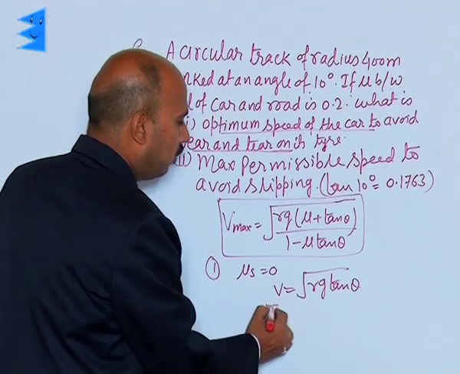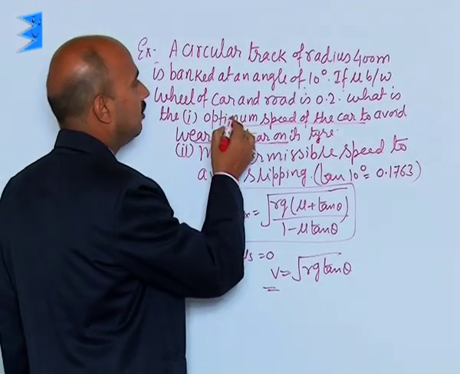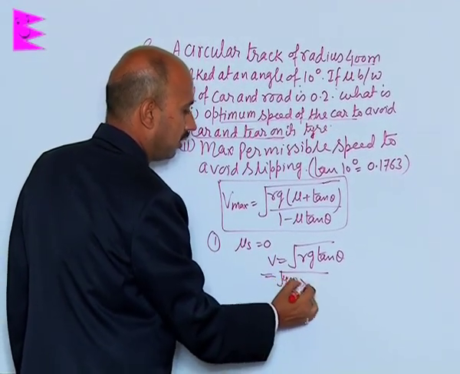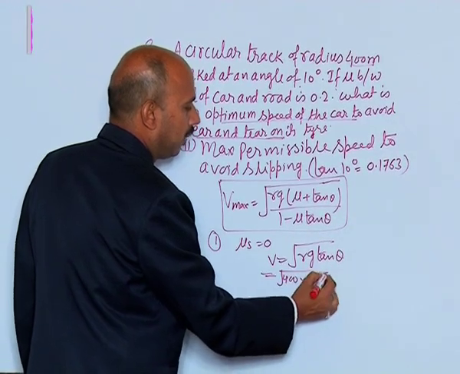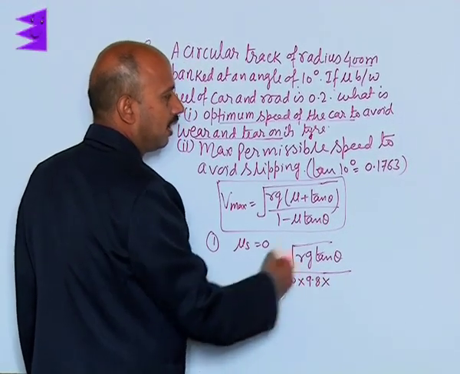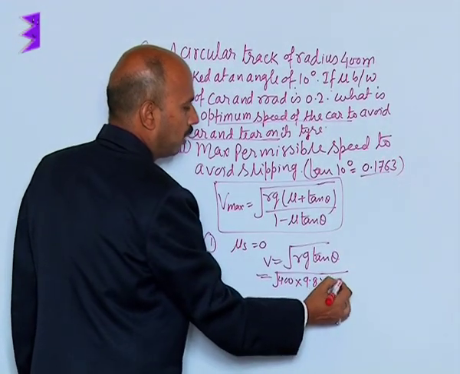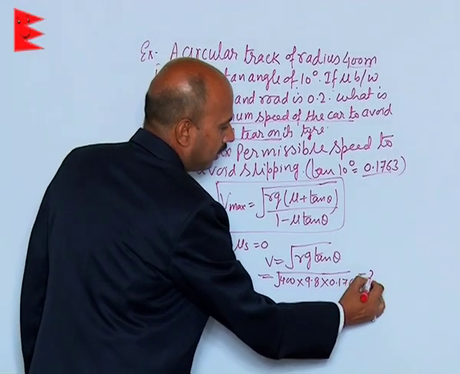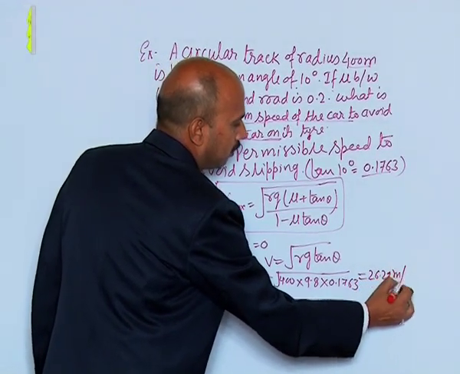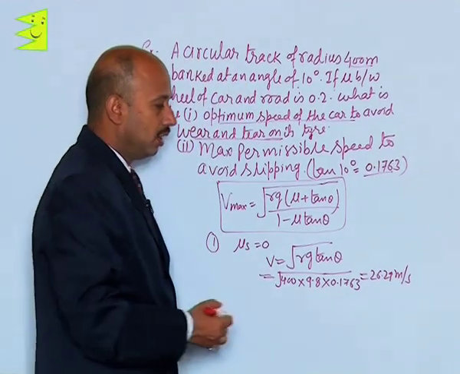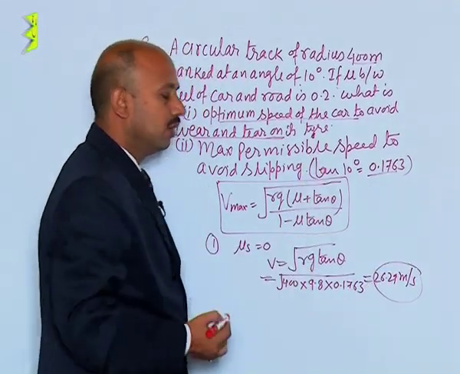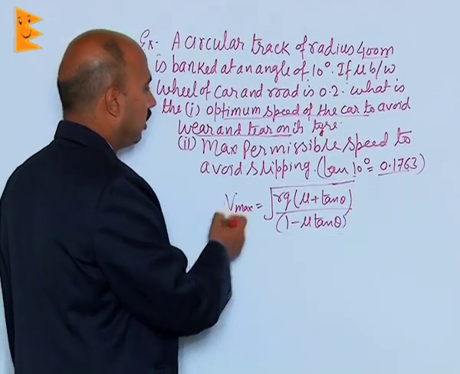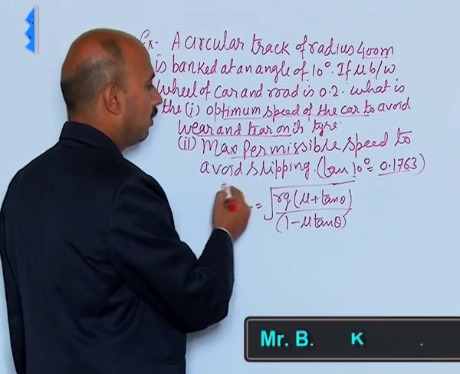Now, put the value of R, that is the radius given to you, 400 meters. Under root of 400 into g, you can take 9.8, and tan theta, that is tan 10 degrees, is given to you as 0.1763, and this comes around 26.29 meters per second. So, this is the optimum speed when there is no wear and tear on the tire.